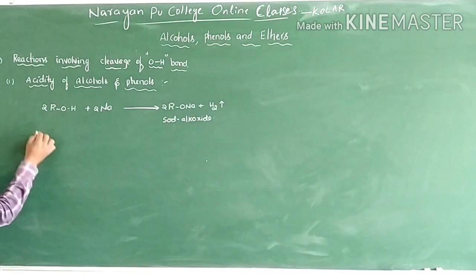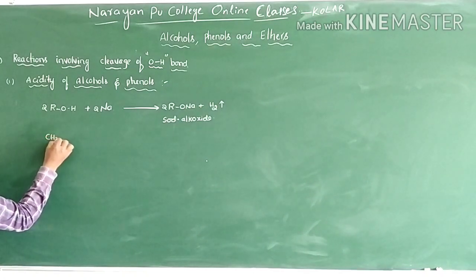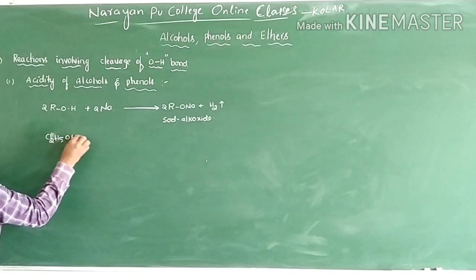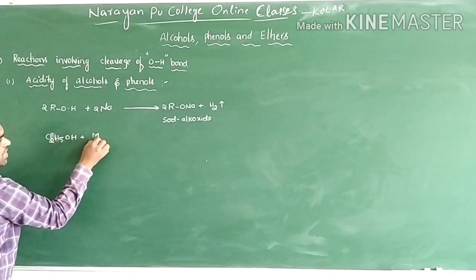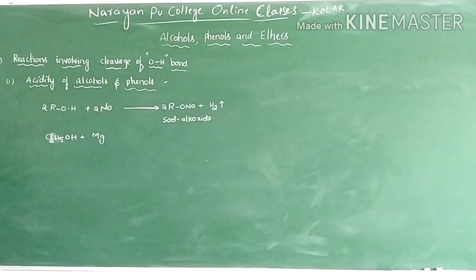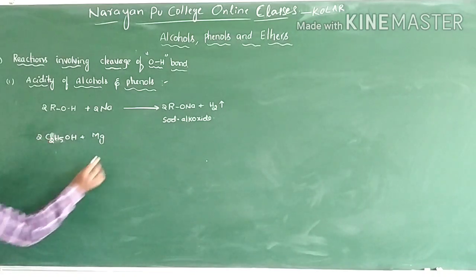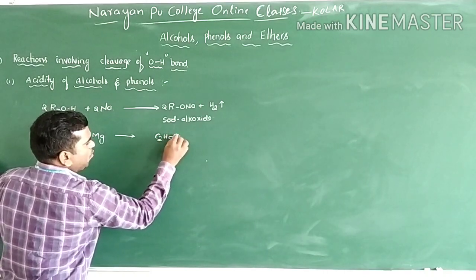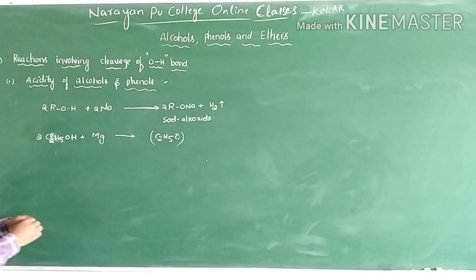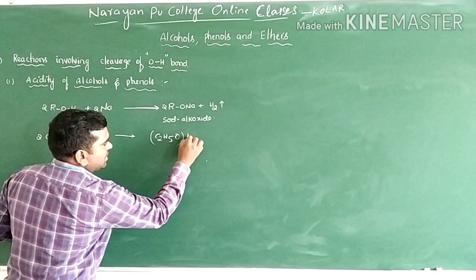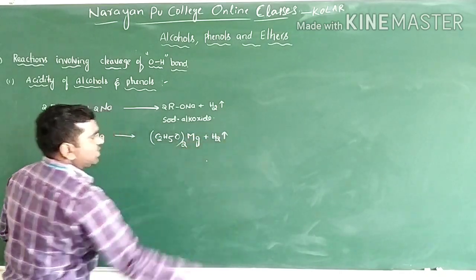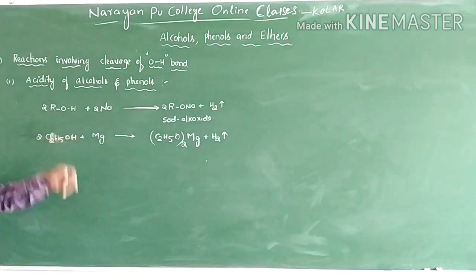In the same way, suppose I write an example: C2H5OH plus magnesium. Take 2 moles of C2H5OH. Then what compound will you get? (C2H5O)2Mg plus H2, because hydrogen gas is released.